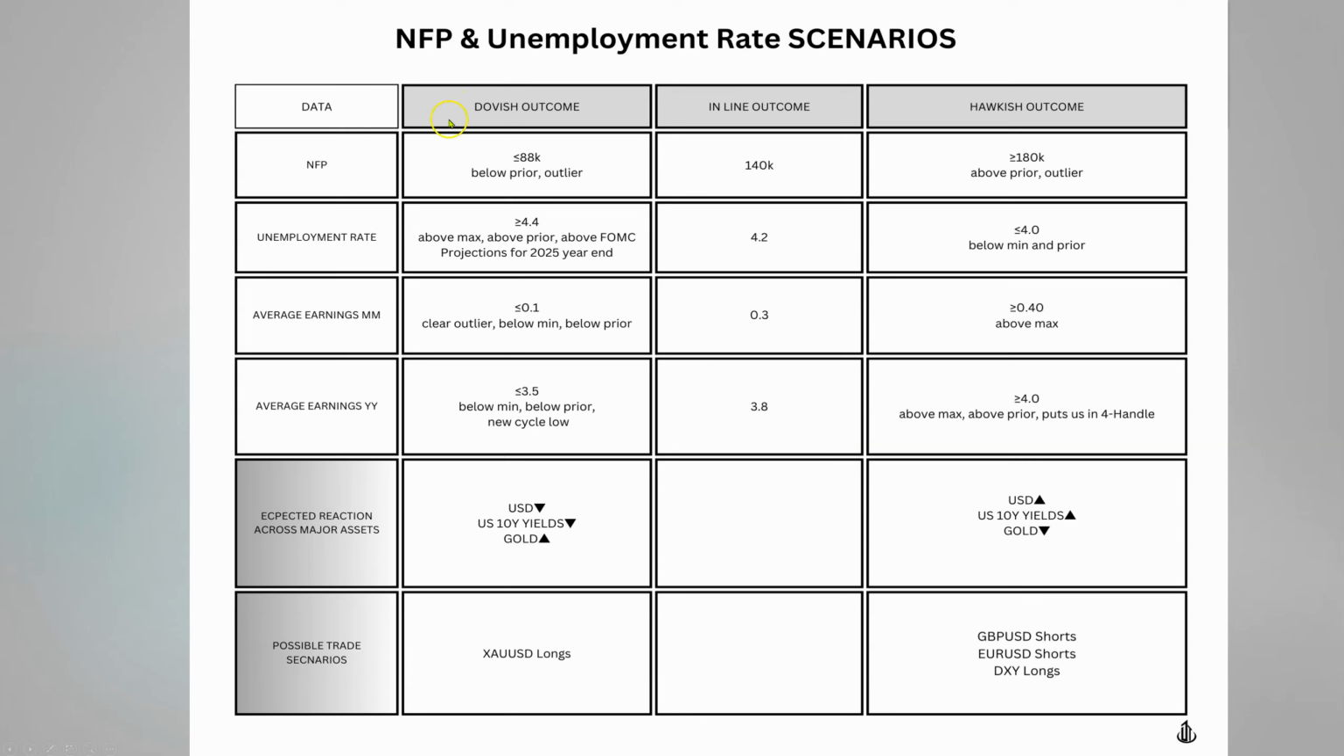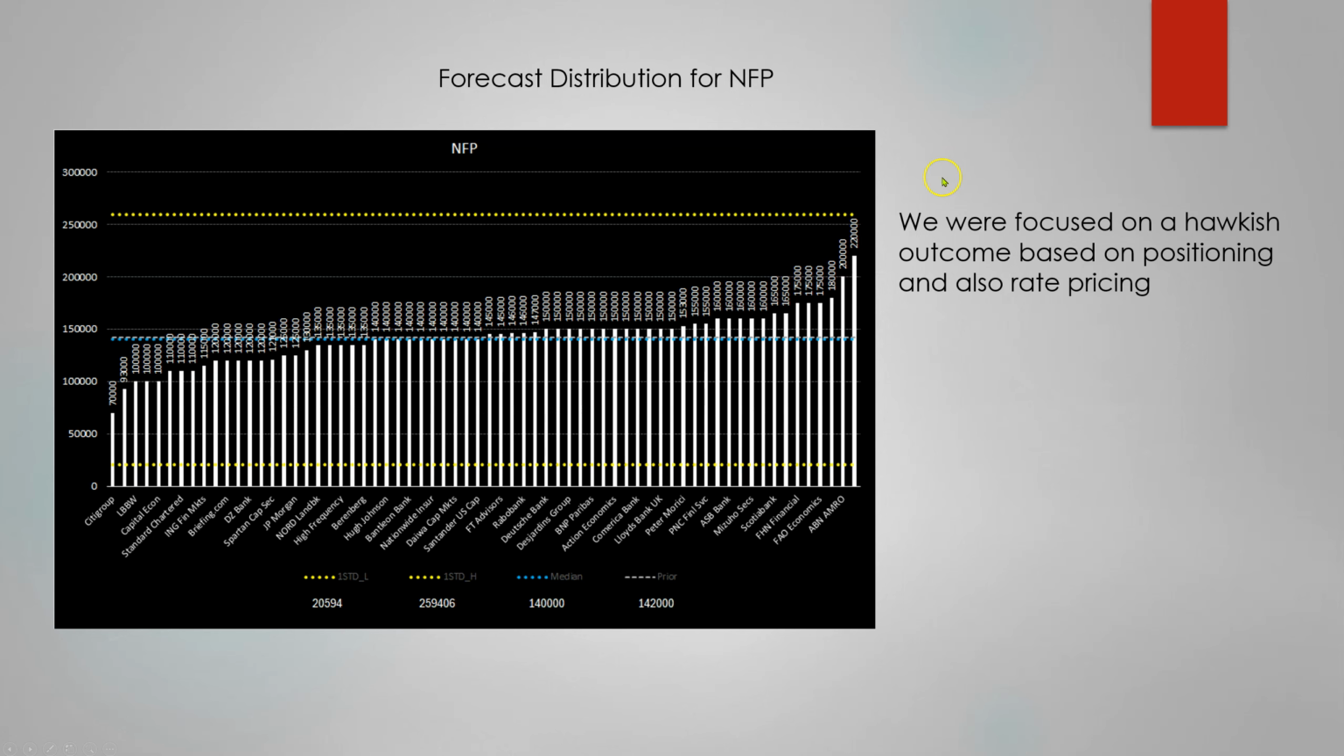So we build a trade plan consisting of the dovish and the hawkish outcome. We go into details here. The reason why I picked the numbers, as you can see, I picked this number because it's below the prior and it's also an outlier. Same thing for this one, above the maximum, above the prior, and also above the FOMC projection for 2025 year end. So I put reasons behind why I picked these numbers. And yeah, this was our trade plan for NFP.